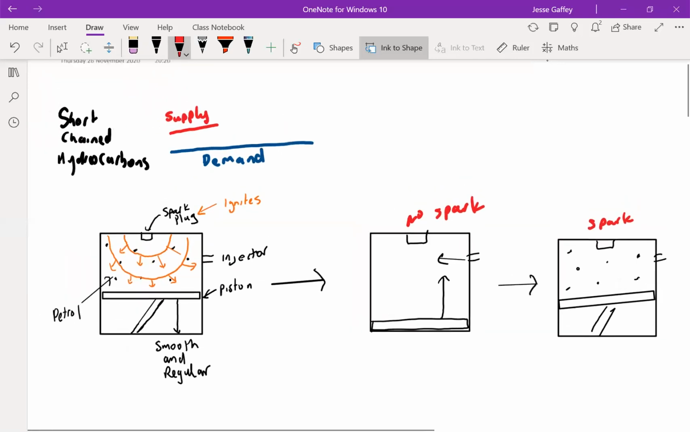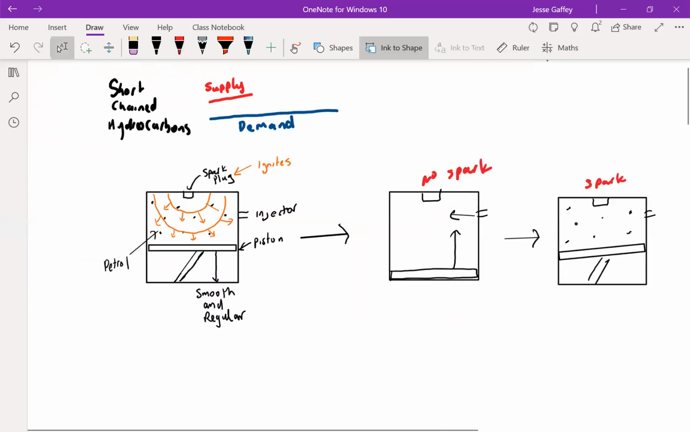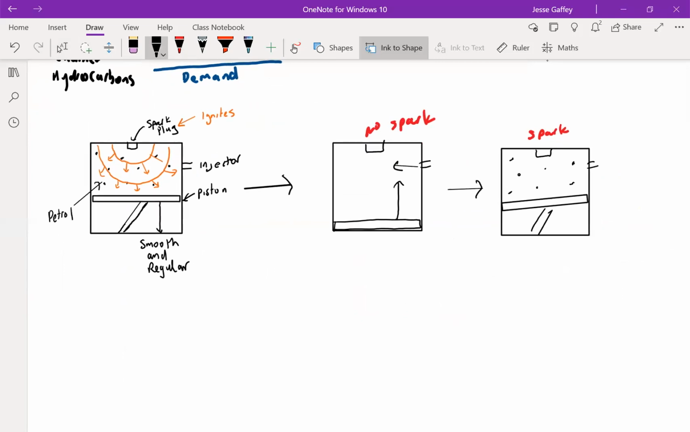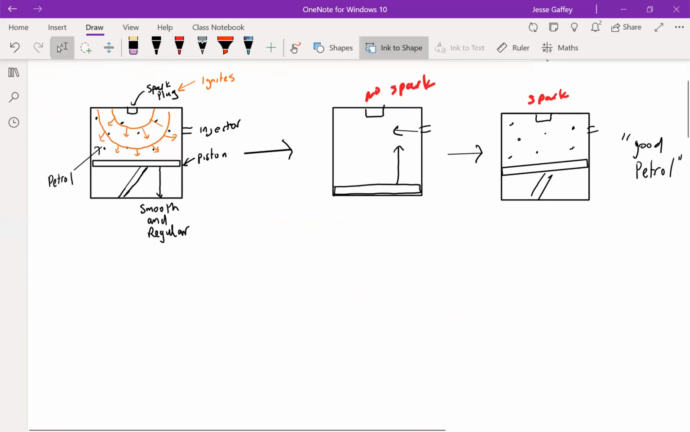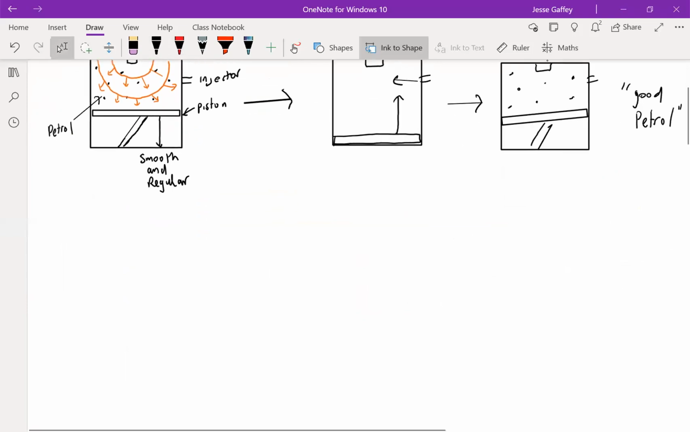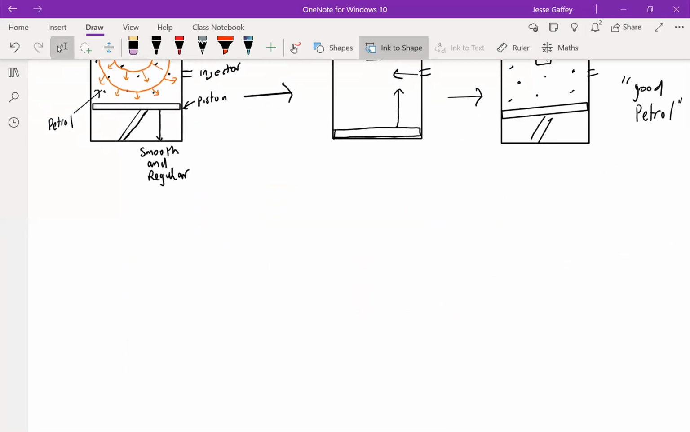Now, an engine has more than one cylinder, usually. Most engines have more than one cylinder, and these work together. As they go up and down, that motion is going to move the wheels of the car. Now, this is the process for what we call good petrol, or a high grade of petrol. Now, the question then is, what happens if we try it with poor petrol?